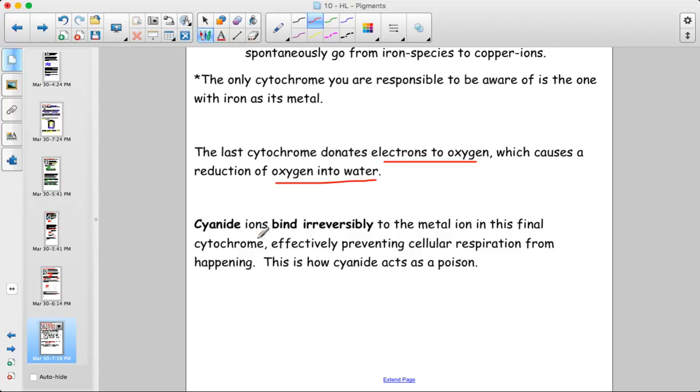Cyanide ions bind irreversibly to the metal ion in the final cytochrome in the electron transport chain. And so effectively they prevent cellular respiration from completing. And that's how cyanide acts as a poison.